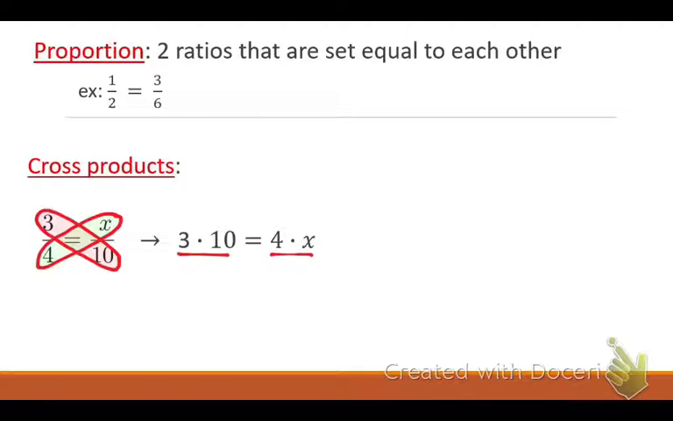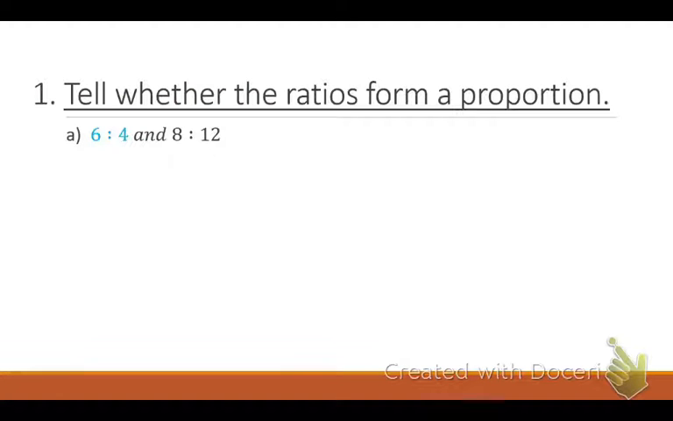So today in our lesson, we are primarily talking about cross products and how this can help us to see if things are proportional or not. If they do equal each other, that means they form a proportion. Let's look at the first one. Tell whether or not the ratios form a proportion. This says 6 to 4 and 8 to 12.